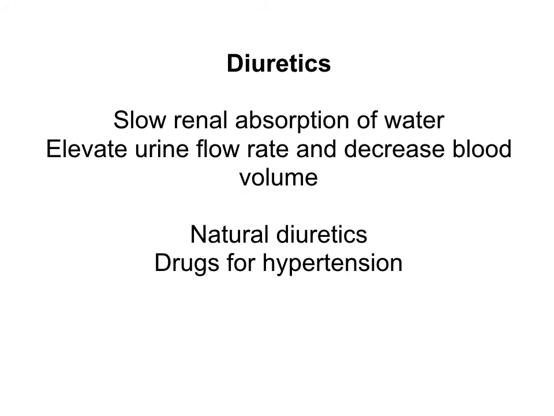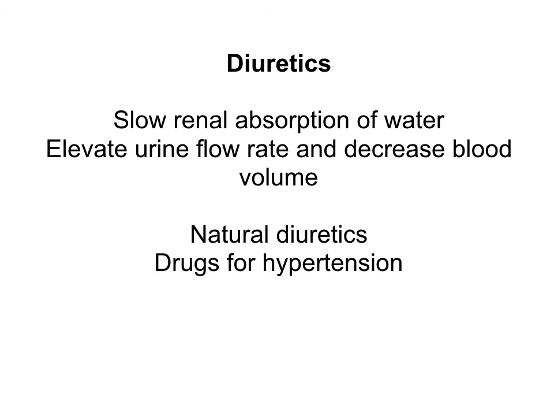Now, there are some natural diuretics, so things that you can ingest that just have this particular effect. For example, caffeine. Caffeine specifically blocks sodium reabsorption, and if you don't reabsorb the sodium, you won't reabsorb the same amount of water. The water stays in the renal tubule, increasing urine volume.